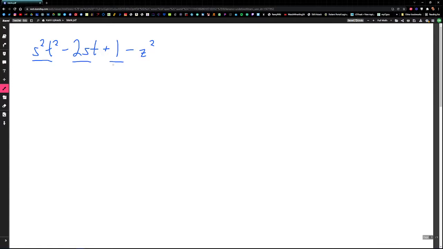So I noticed that the first term is s squared t squared, and the second term contains an st. So I want to substitute st as a single variable. So let's say that st, I'll set it equal to x. When I do that, I'm going to substitute all the st's as x. So in this first term, we have s squared t squared, which is simply just st to the second power, and that can also be rewritten as x to the second power. So this whole thing is going to be x squared.